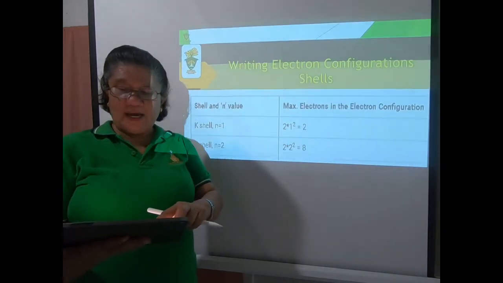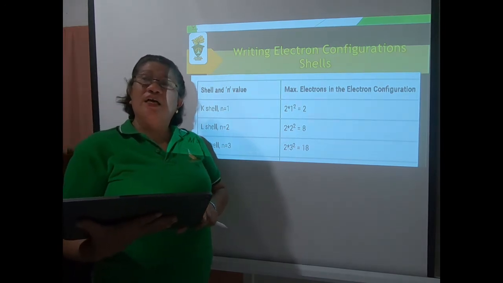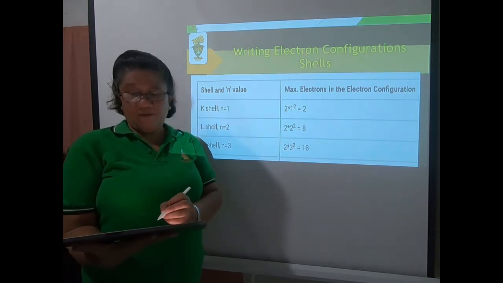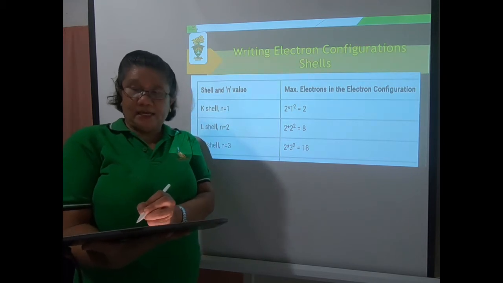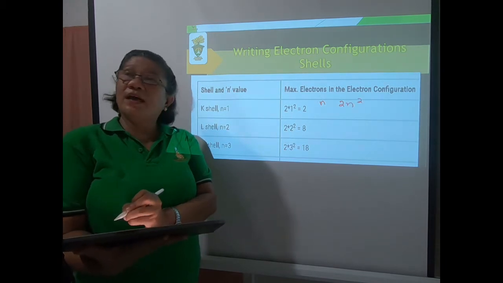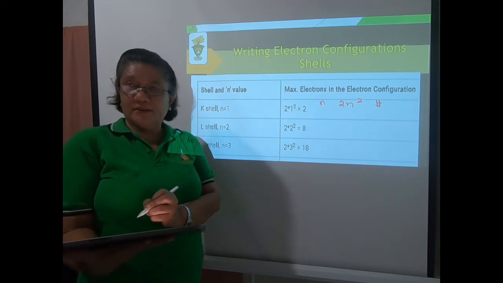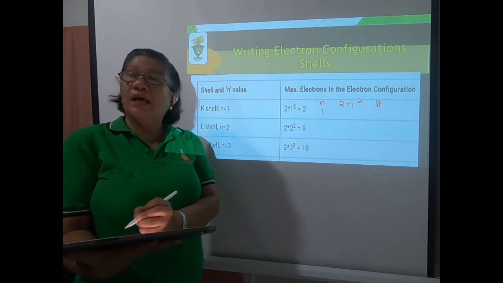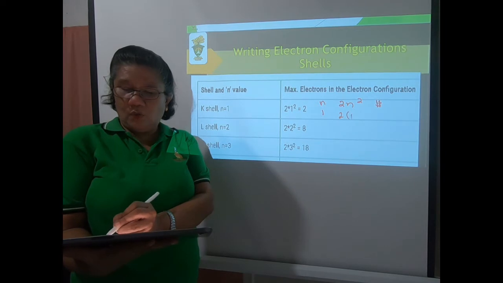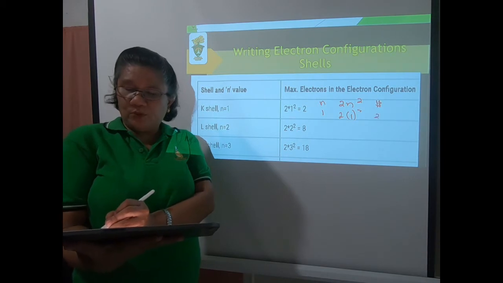So how are we going to write the electronic configuration? We already know in our quantum numbers that you have the value of the main energy level, that is n, can you still remember it? What's the formula for getting the number of electrons? That is 2n squared. So if our n is equal to 1, how many electrons will be in n equal to 1? That will be 2 times 1 squared, 1 times 1 is 1, times 2. There will be 2 electrons.